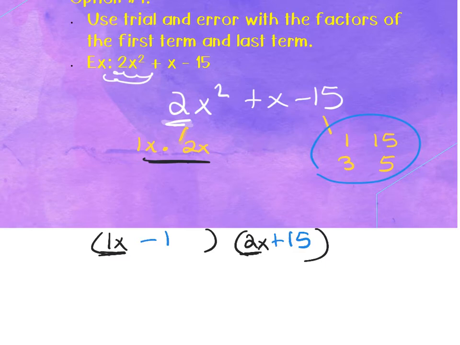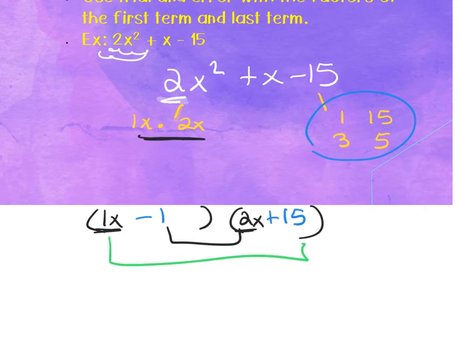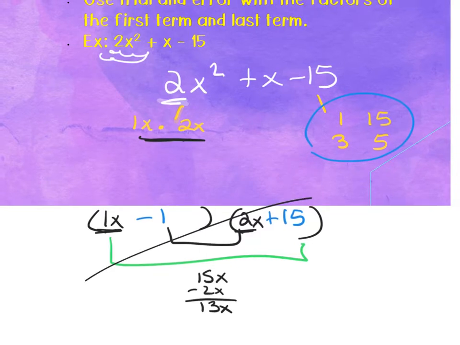If it goes back to the original, then you got lucky and you picked the right ones. If not, then you got to change it up. So if I do this, and really all you're testing is outside and inside, because that's all we're really doing is checking to see if we get the middle. So this gives me 15x for outside, negative 2x inside. I get a negative 13. This guess is wrong. Now I got to try another guess.